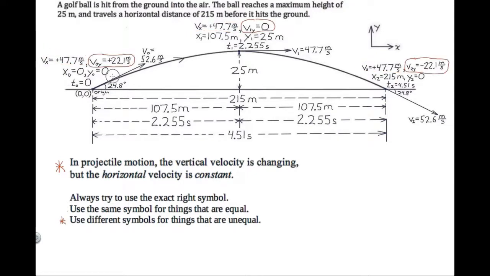We found that the ball's vertical velocity at t sub 0 is positive 22.1 meters per second. So the ball's vertical velocity changes from positive 22.1 meters per second at t sub 0 to 0 at t sub 1, and then finally to negative 22.1 meters per second at t sub 2. So we use three different symbols for the vertical velocity at t sub 0, for the vertical velocity at t sub 1, and for the vertical velocity at t sub 2.